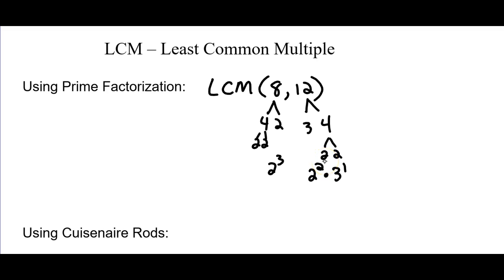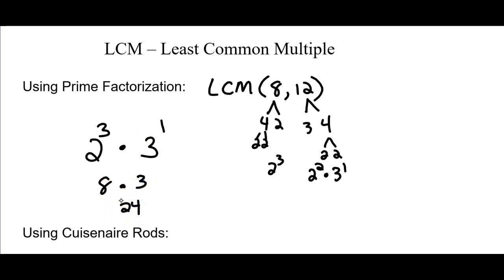This time, for LCM, I want every base represented. So we've got a 2 and we've got a 3. And then take the highest exponent and put that in. So we want 2 cubed and 3 to the first. And then multiply everything out. So 2 cubed gives us 8, 3 to the first is 3, and 8 times 3 is 24.